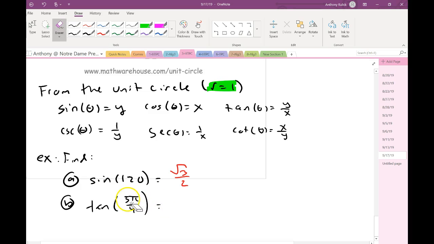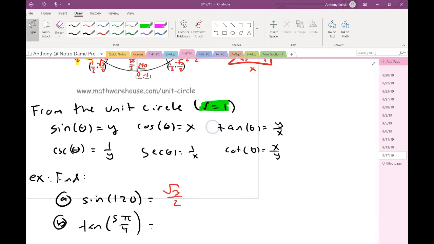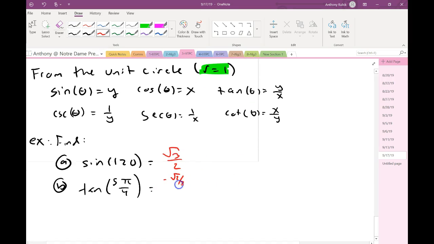If I want to do tangent of 5 pi over 4, I recognize that fourths, pi over 4s, are angles on my unit circle. So if I go back to my unit circle and find 5 pi over 4, I see it right here. Tangent, I know, is y over x, so I'm going to take negative square root 2 over 2 divided by negative square root 2 over 2, which does reduce down to just 1.